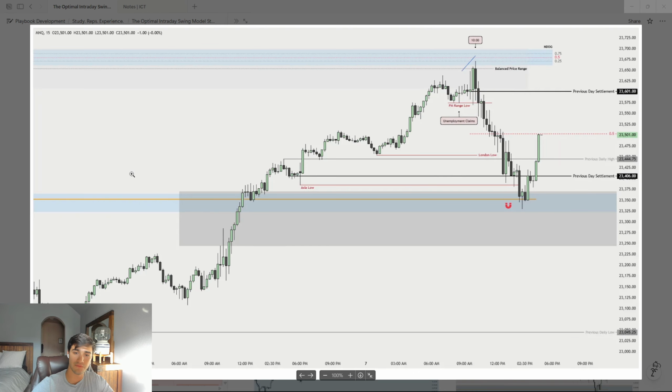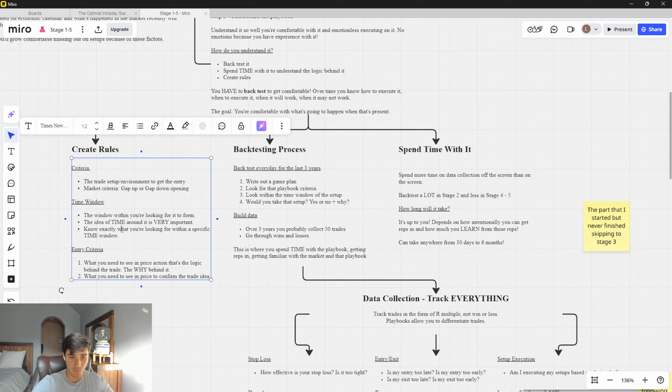So I know that I'm looking for this move in that first half hour of market open. So you have to have a time window of when it's going to happen and when looking for that move expires, if that makes sense. And then entry criteria is simply what you need to see in price action. That's the logic behind the trade, the why behind it, what you need to see in price to confirm the trade.